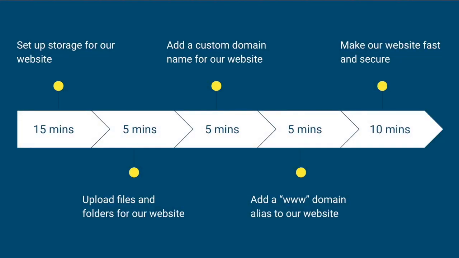Publishing our website will involve 5 simple steps. The first step is to set up storage for our website. We'll store the files and folders that we'll use for our website. The next step is to upload those files and folders. Then we'll add a custom domain name for our website, and then we'll add a www alias so that they can type in our domain and also add www to the front of it, and then we'll make our website fast and secure.